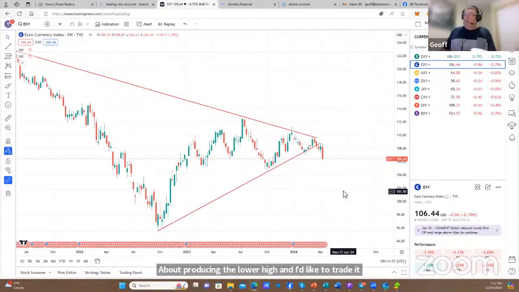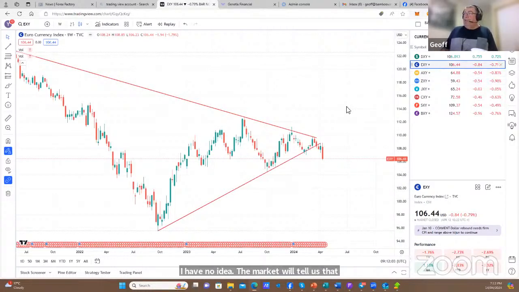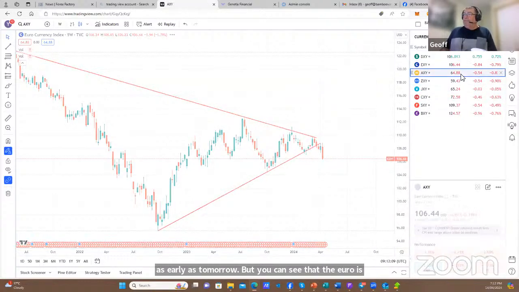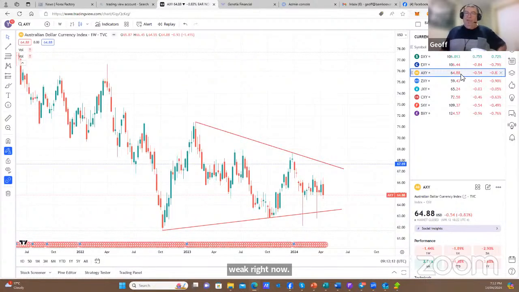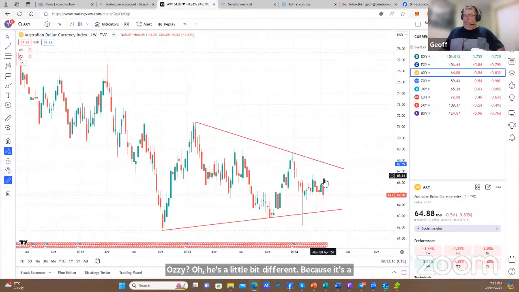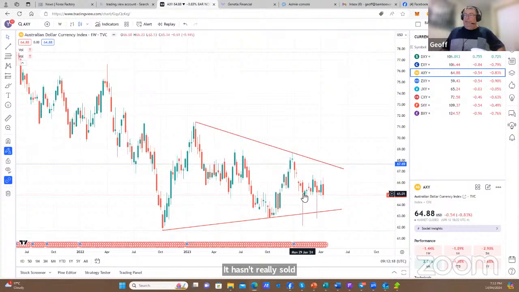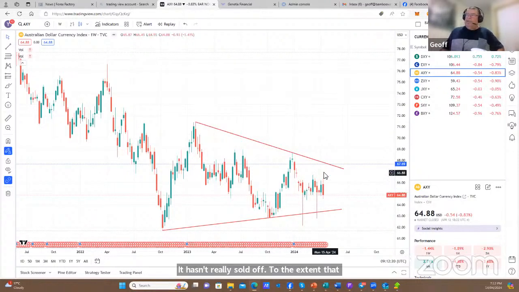Fundamentally, are we going to get that opportunity? I have no idea. The market will tell us that potentially as early as tomorrow. But you can see that the euro is weak right now. Aussie's a little bit different. Because it's a commodity-based currency, it hasn't really sold off to the extent that maybe the euro has. Well, okay, last week's bar is absolutely decisively bearish, without question. It's a bearish engulfing bar.